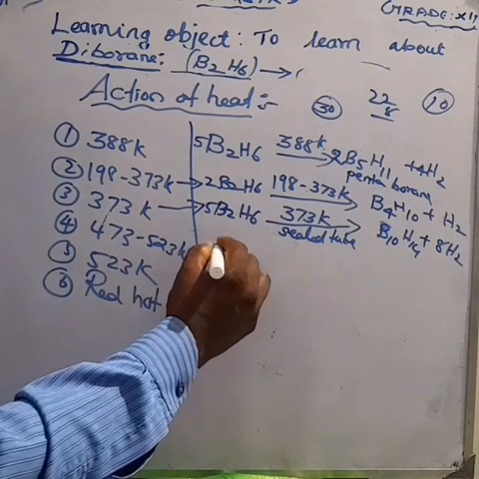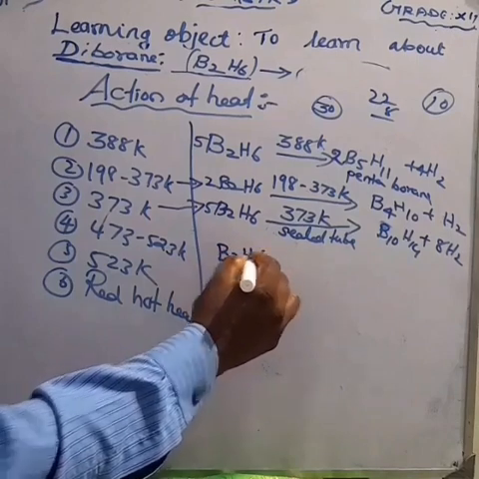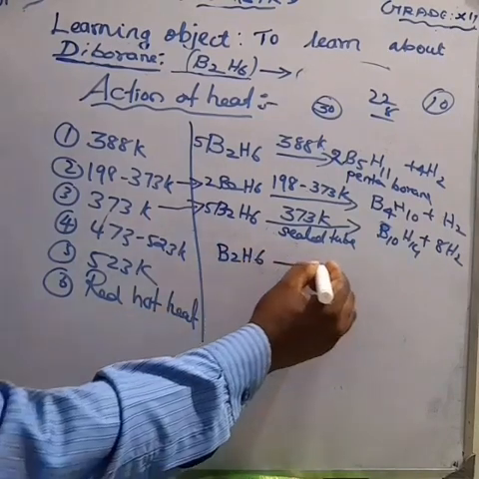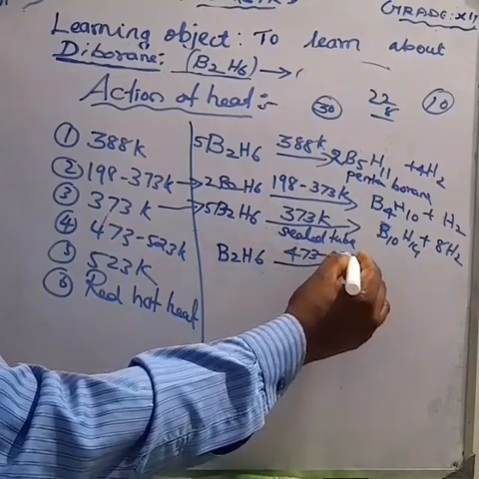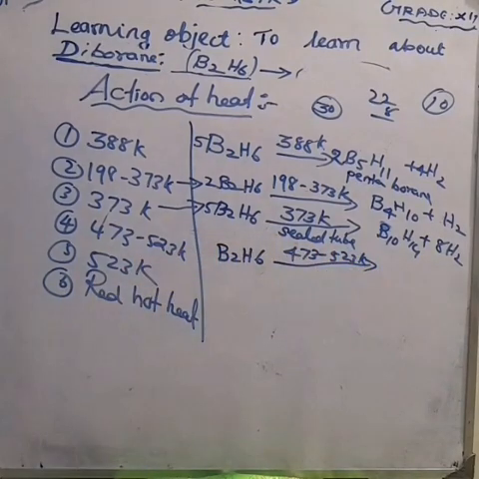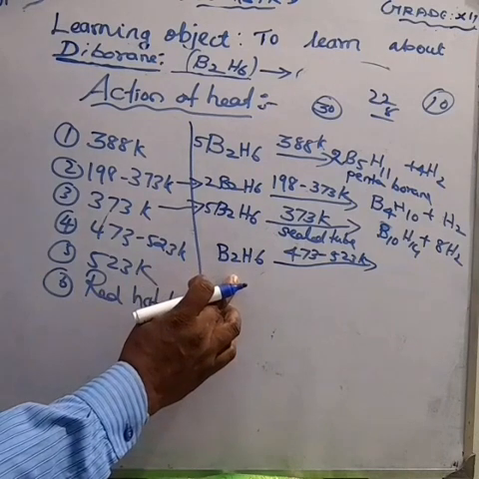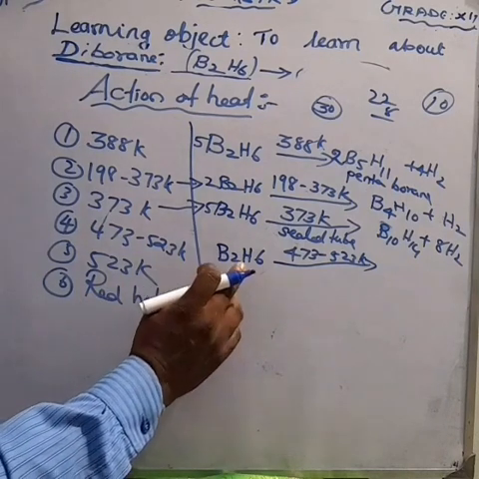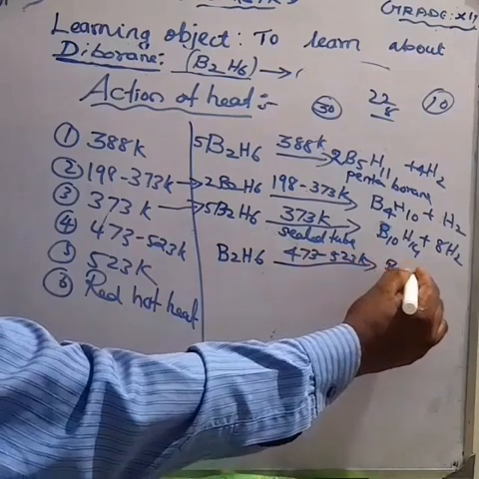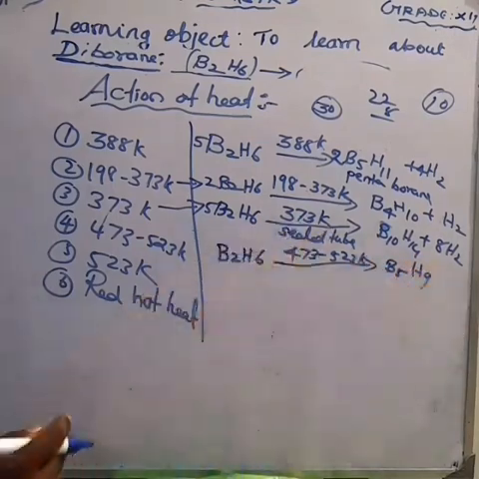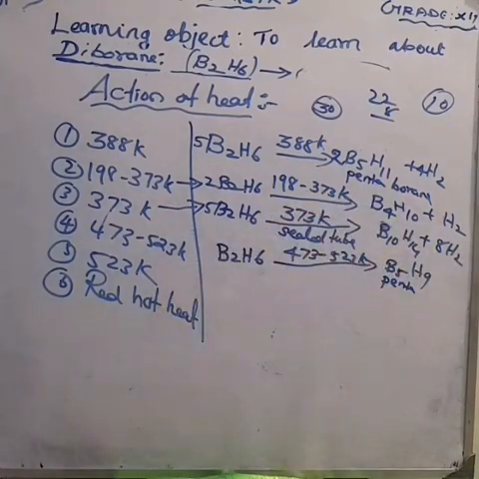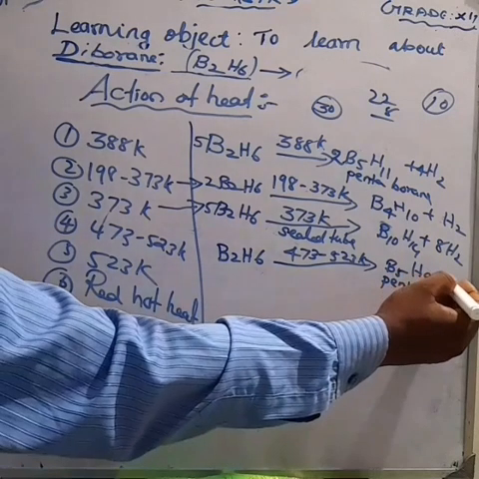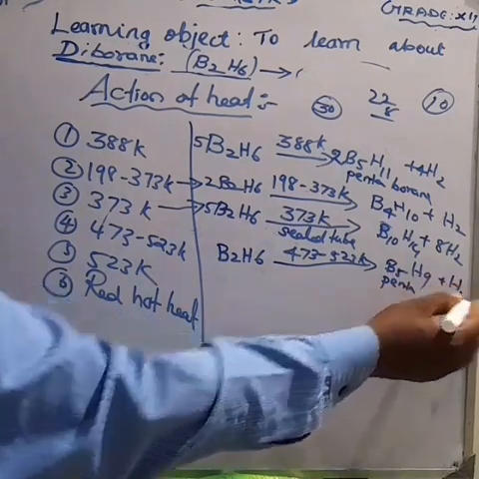Next, about diborane. What is the formula of diborane? B2H6. This on heating at 473 to 523 Kelvin, what is the product obtained? B5H9. The name of the compound is pentaborane. Penta means 5, don't forget that. And also we get hydrogen.